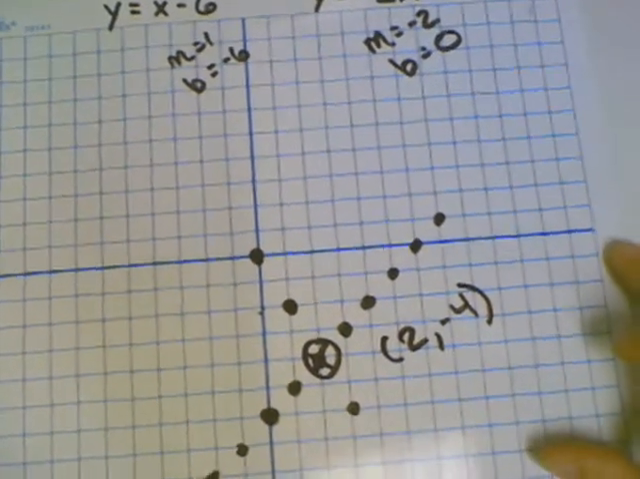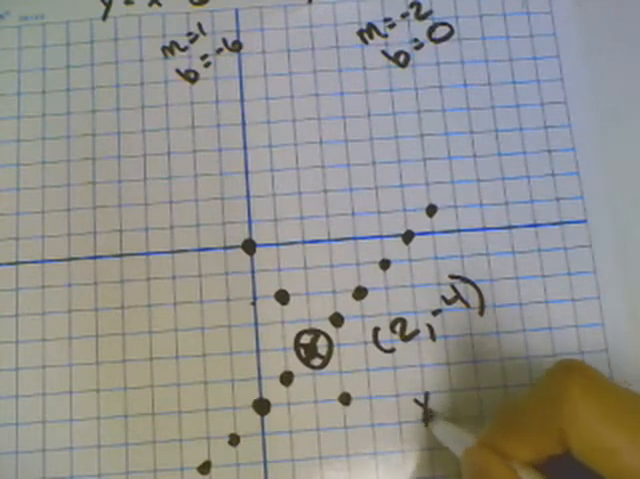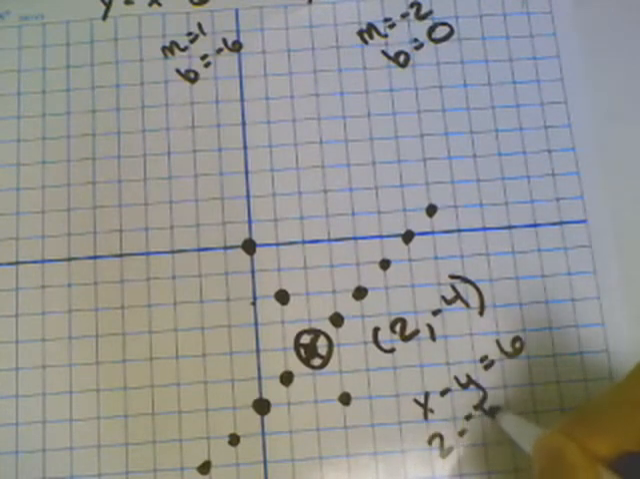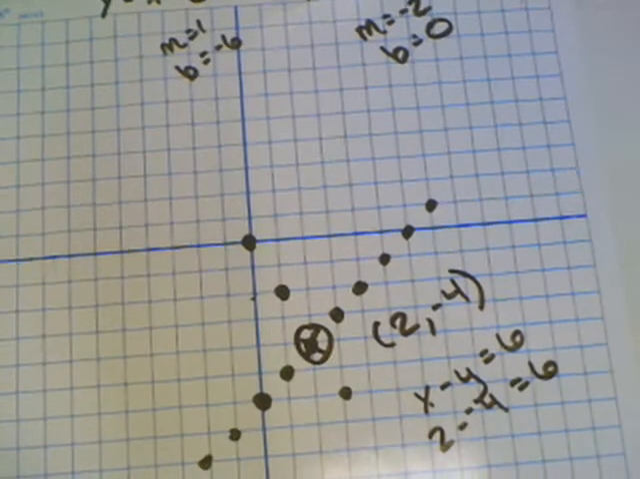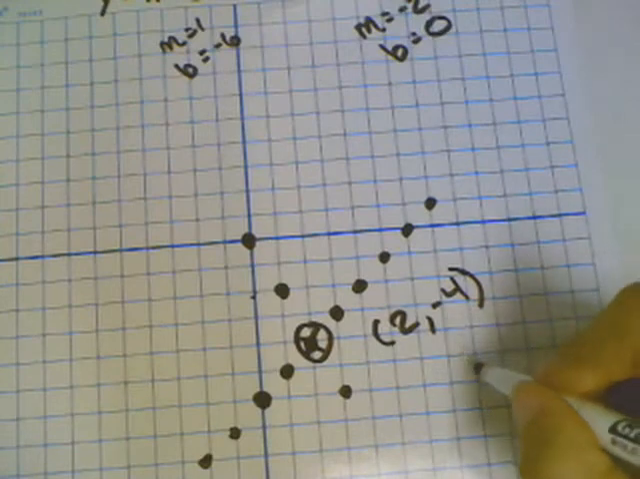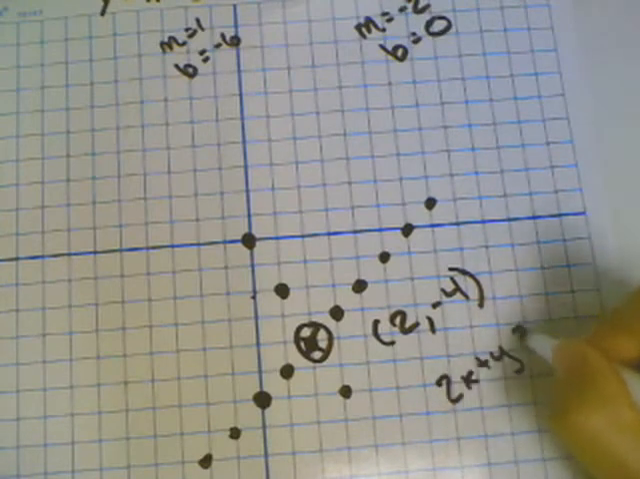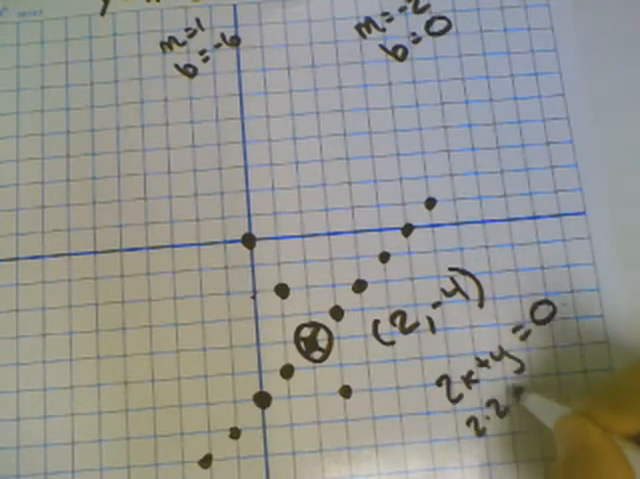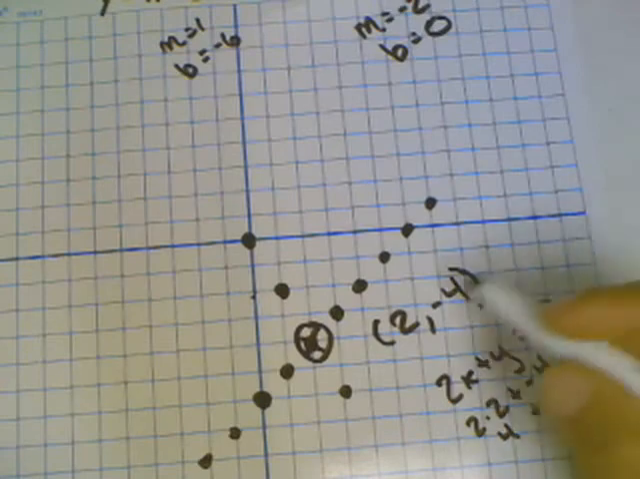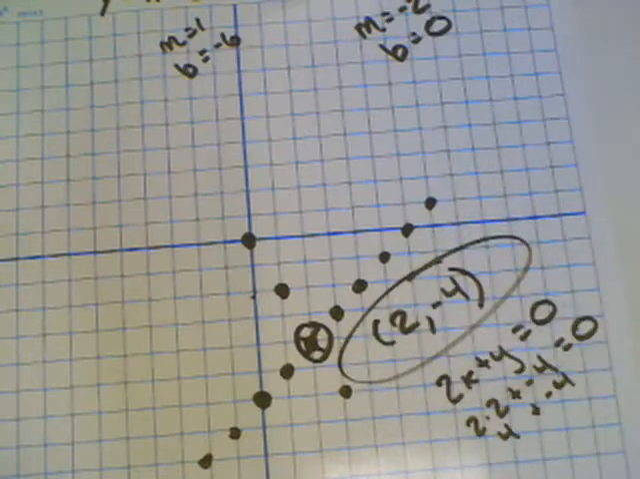Go ahead and double check those in the original equations. So the original equation, x minus y equals 6. 2 minus -4 equals 6, so that one works. And in the second equation, 2x plus y equals 0. 2 times 2 plus -4 equals 0. This is 4. This is -4, so my equation is true. This is the solution.